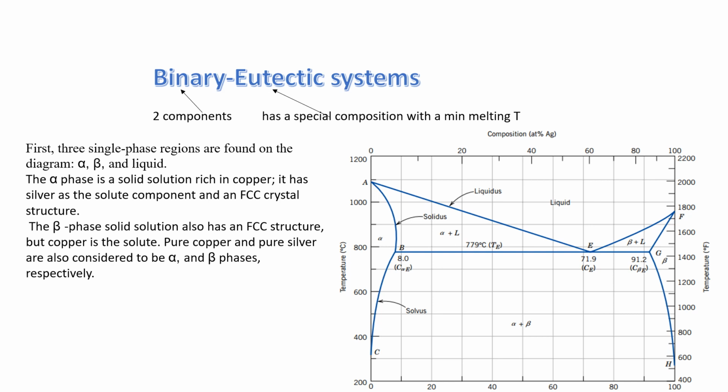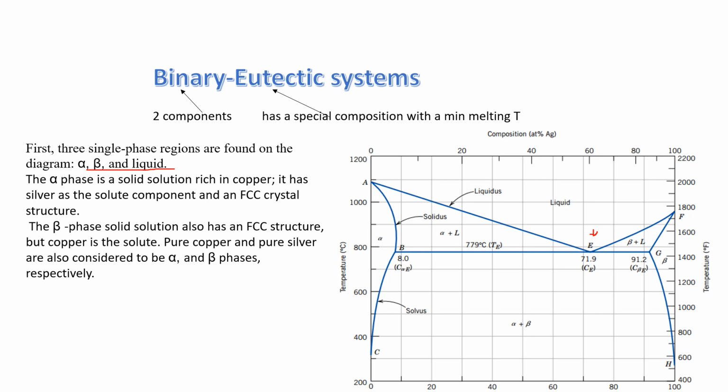Binary means two components. Eutectic means a special composition with a minimum melting temperature. First, three single phase regions are found on the diagram: alpha, beta, and liquid. Alpha is on the left, beta is on the right hand side, and liquid is above the melting point, above the eutectic point.